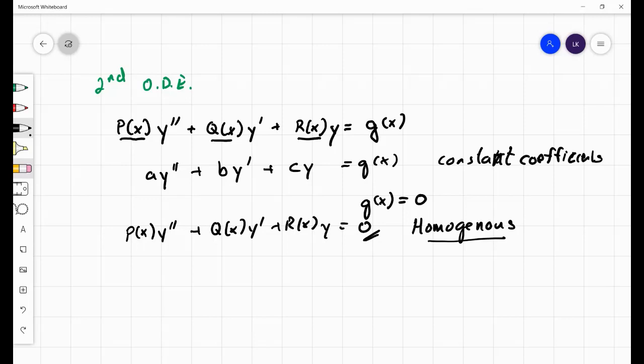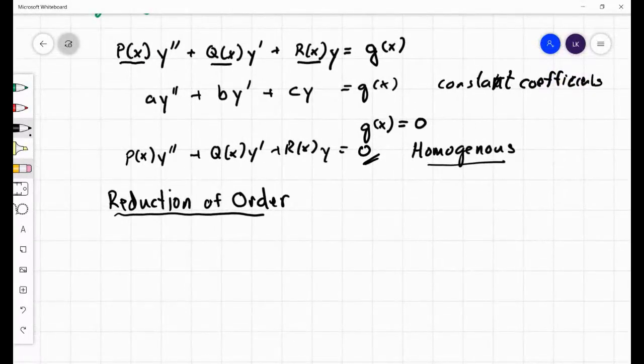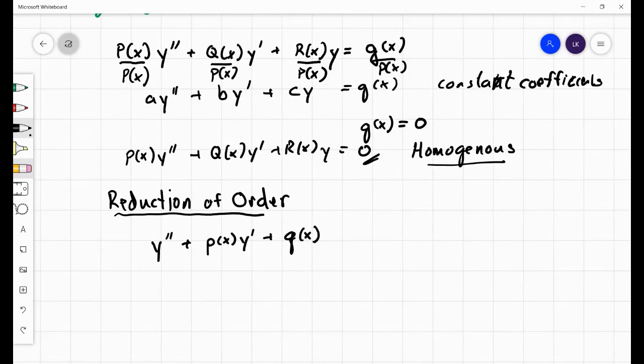So first we'll look at this procedure of reduction of order. This is where you have the homogeneous differential equation, and I'm going to write it in the conventional form where we divide everything by the function of x that multiplies y double prime, so that we can write this as y double prime plus lowercase p of x times y prime plus lowercase q of x times y, and that's going to be homogeneous.